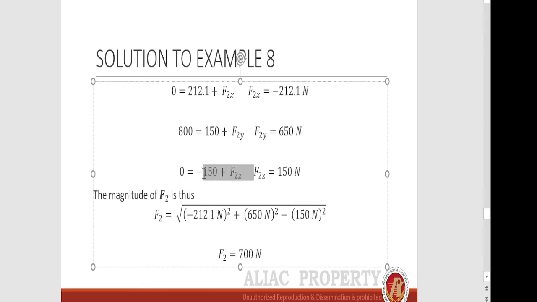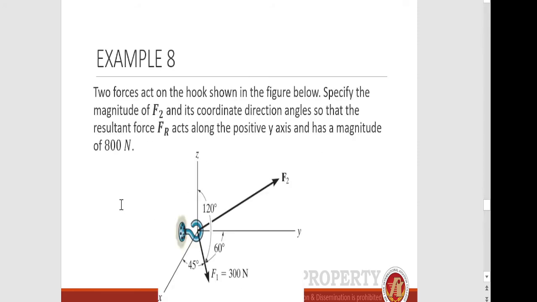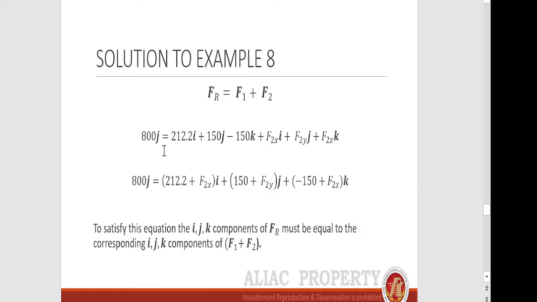Then another equation that we have is 0 equals 100 minus 150 plus F2z. So F2z, 150 minus 150 will transpose to the left hand side. So F2z should be equal to 150 newtons. That means satisfied. Then the last question this example number 8 is asking is the coordinate direction angles.